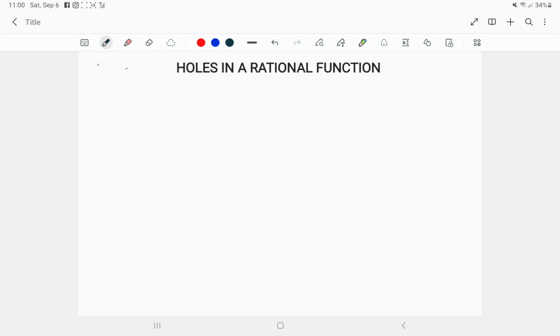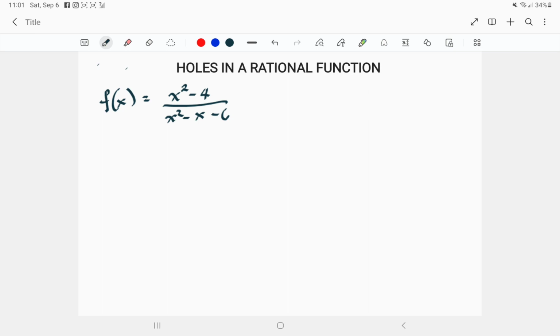How do we solve for the hole in a rational function? Let's discuss it by making use of one example. Say, for example, we have the rational function f of x equivalent to the difference of x squared and 4 divided by the trinomial x squared minus x minus 6. So we have here a rational function. What will be the very first thing that we are going to do?